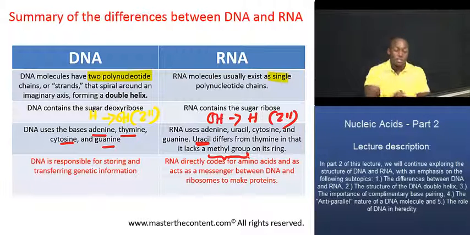Now, as far as their function is concerned, at the bottom of the table right there, DNA is responsible for storing and transferring genetic information. So the genetic instructions that comprise our genome are stored in DNA. RNA, on the other hand, is responsible for creating proteins, acting as an intermediary or messenger between DNA and ribosomes to make proteins.